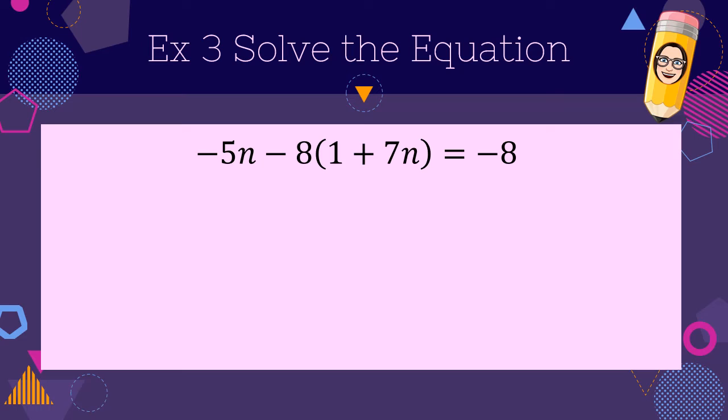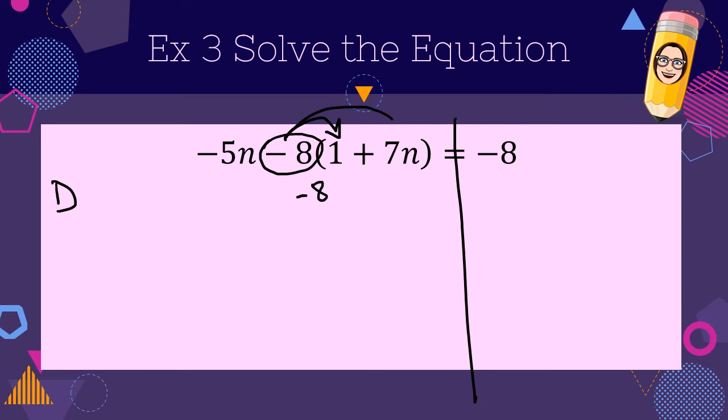All right, example 3. I'm going to stick to one color from now on. I'm still going to write the letters. The first thing we do is distribute. Negative 8 times 1 is negative 8. Oops, I forgot my line. A negative 8 times positive 7 would be a negative 56 with the n. Let's drop down what we didn't use. I didn't use the negative 8 or the negative 5n out front.